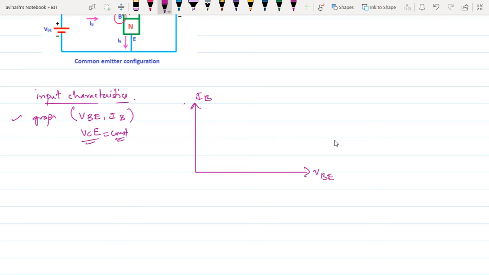What do you mean by IB? IB is the base current, also called the recombination current. IB is nothing but recombination current, and VBE is the voltage across the emitter junction.